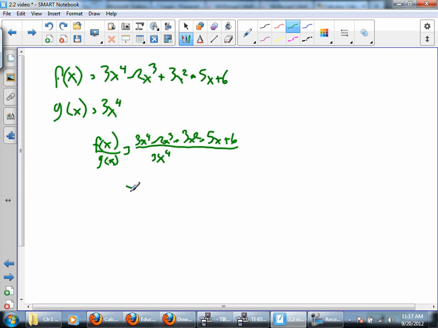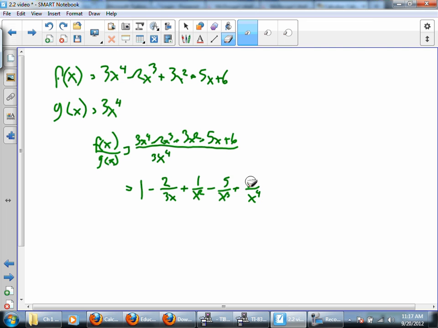This is going to be equal to, if you were to do the reducing, 3x to the fourth over 3x to the fourth is 1, minus 2 over 3x, plus 1 over x squared, minus 5 over x to the third, plus 2 over x to the fourth. If you don't know how I got that, take a look in your textbook. Hopefully it'll explain. If not, we can ask about it in class.